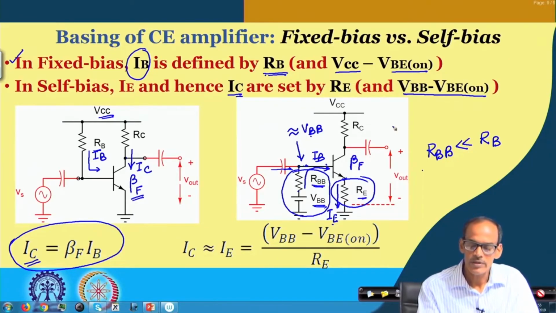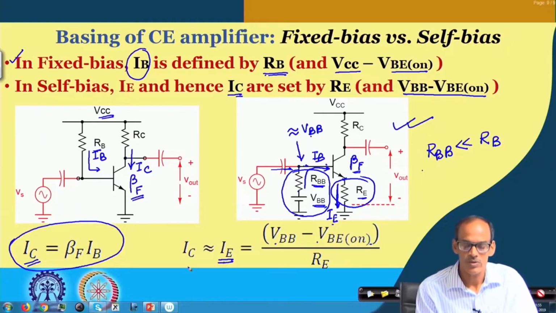So, in this circuit, in the self bias circuit, in contrast to the fixed bias, the emitter current is VBB minus VBE on divided by RE. So, that is this current, and if the beta is very high, we can approximate that the collector current is very close to that. In this expression, since beta is not there, we can say that the collector current is, quote and unquote, independent of beta of the transistor. So, that is the main purpose here.